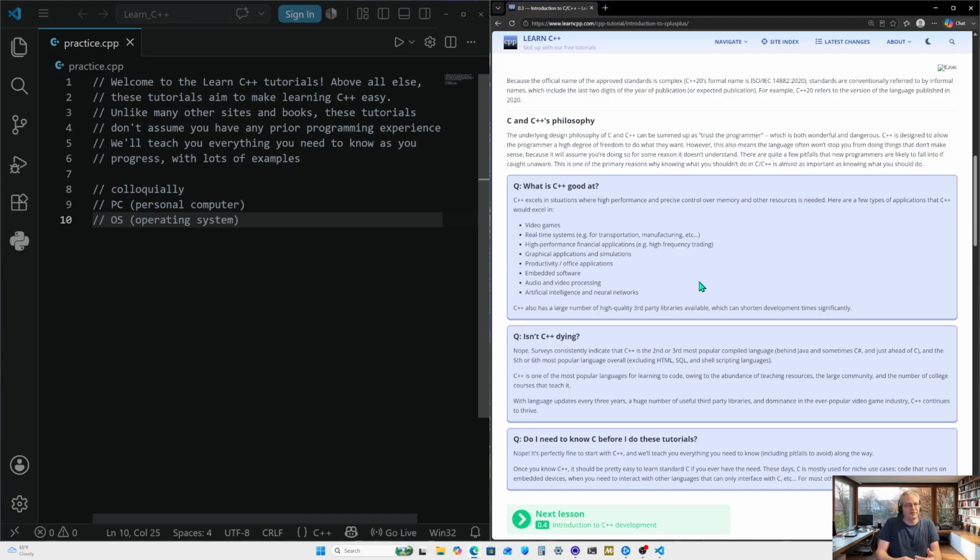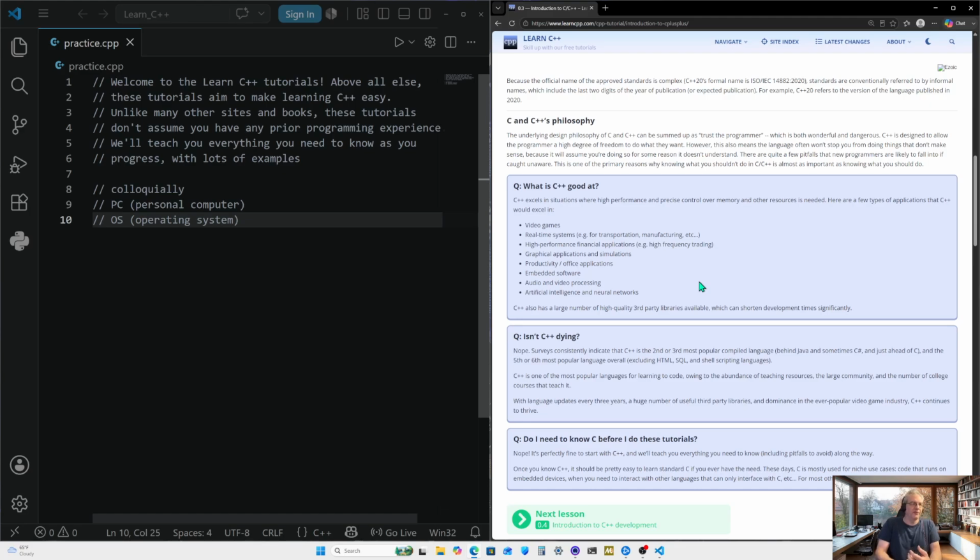C++ is one of the most popular languages for learning to code, owing to the abundance of teaching resources, the large community, and the number of college courses that teach it. With language updates every 3 years, a huge number of useful third-party libraries, and dominance in the ever-popular video game industry, C++ continues to thrive. Last question here is, do I need to know C before I do these tutorials?